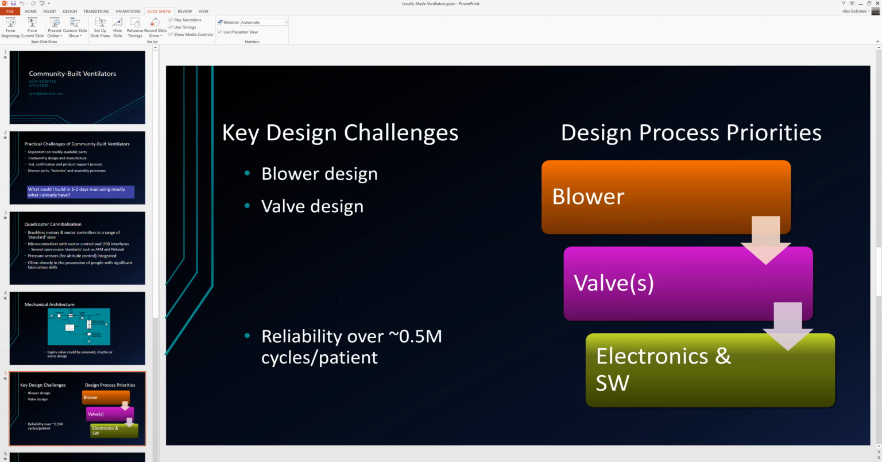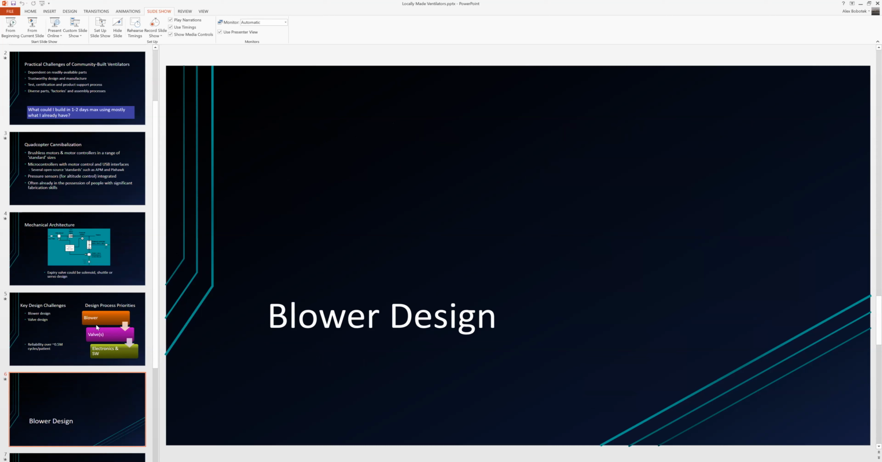That can be done. The key challenges seem to be, to me at least, as an electrical engineer without a lot of fluid mechanics or blower design experience, the key challenge seems to be the blower design, followed by the valve design, and that's where I have put my head to work. And I started with, I'm sorry, I got ahead of myself there. Started looking at some of the requirements.